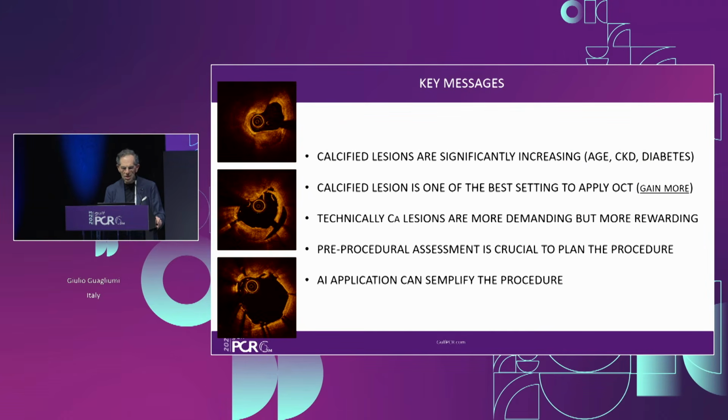So, just to summarize the key messages: calcified lesions are significantly increasing. Why? Age, diabetes, CKD. Calcified lesion is one of the best settings to apply OCT, gain more. We got an example today. Technically, calcified lesions are more demanding but more rewarding in terms of final results. Pre-procedural assessment is crucial to plan the procedure. Today, nothing was crossing. We didn't have the baseline, but we exchanged with the post-lesion preparation to see if we can go with the stent, and AI application can simplify the procedure.